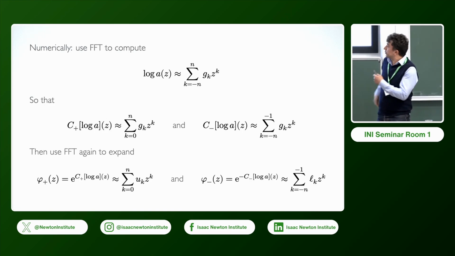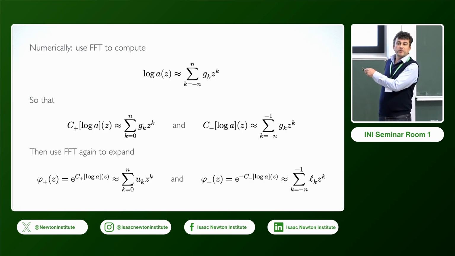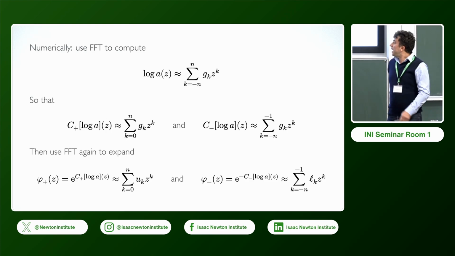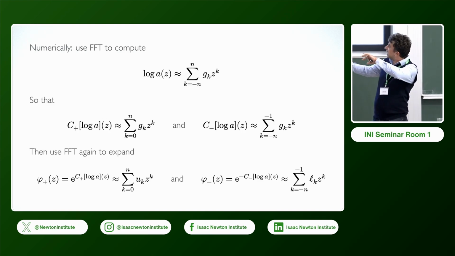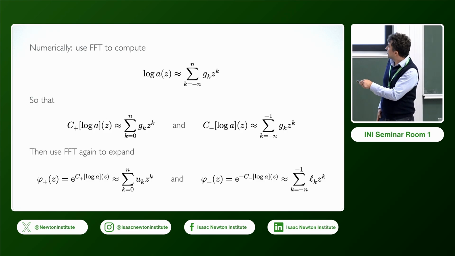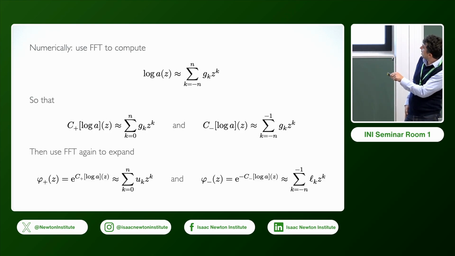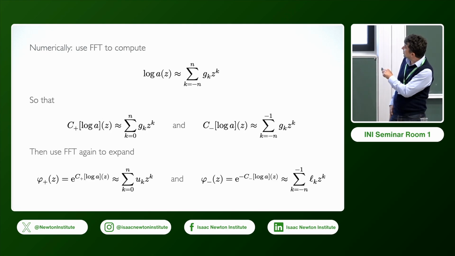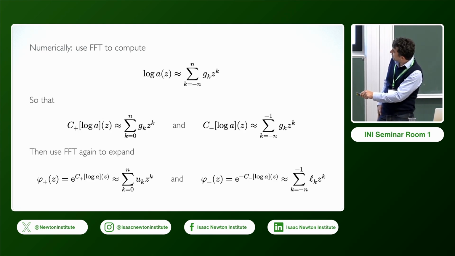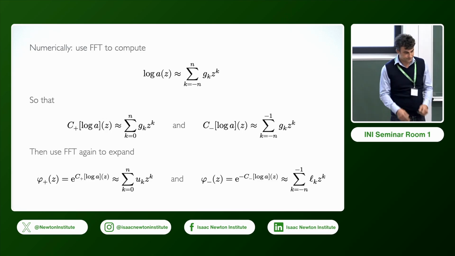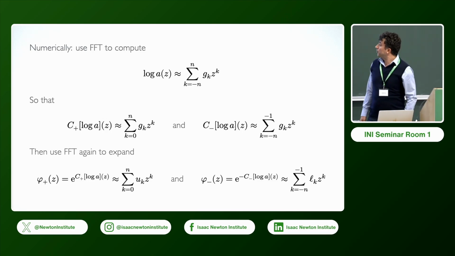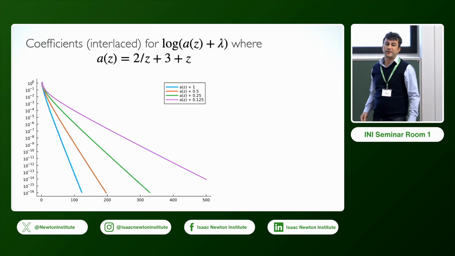So the easy way to do this, or the natural way I should say, is take the logarithm and do a finite approximation using the FFT in a Laurent series. And then we can compute the interior and exterior of the Cauchy transform. That tells us C plus log A is this. This takes the non-negative entries in the Laurent series. This takes the positive. And therefore, we can recover phi plus and phi minus, do another FFT and compute these entries. And those tell us the entries of the U and the L. Okay. And this works, but it only works well if we're away from the continuous spectrum.